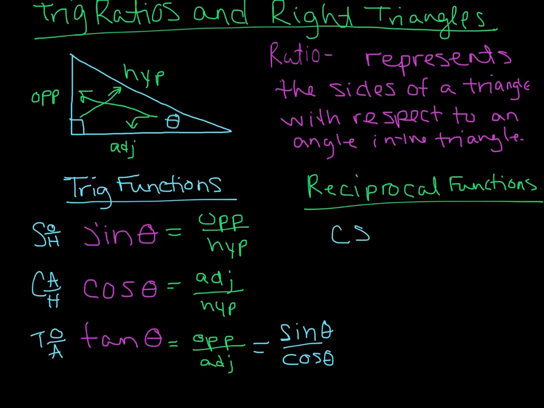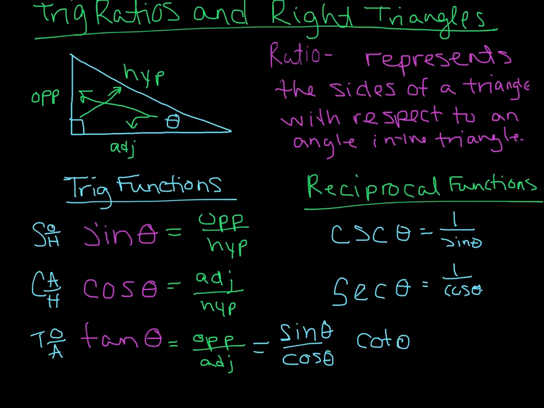The other 3 trig functions, the reciprocal functions that we need to remember, are cosecant, which is a reciprocal of sine. So it's the same thing as 1 over sine of theta. Secant is a reciprocal of cosine. So it's 1 over cosine of theta when I type it in my calculator. And cotangent is a reciprocal of tangent. So 1 over tangent in my calculator.